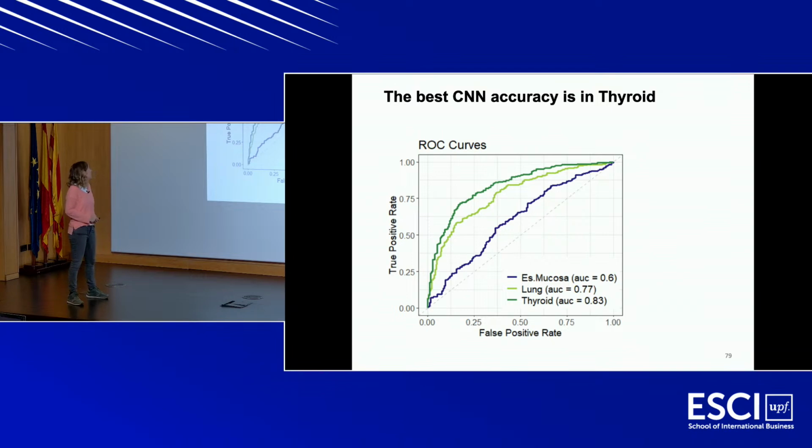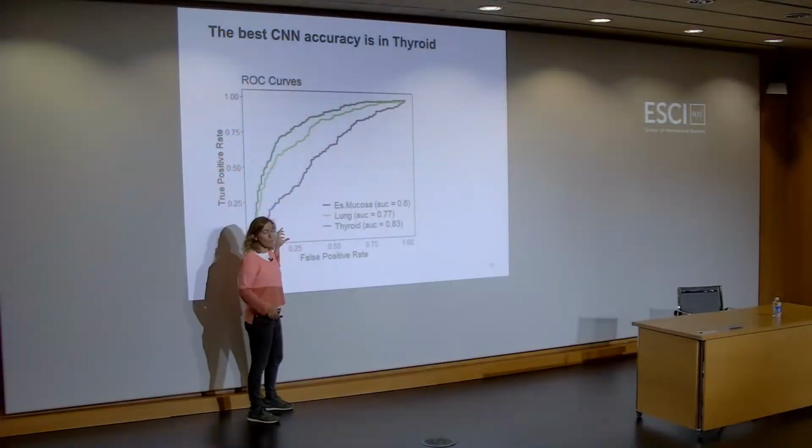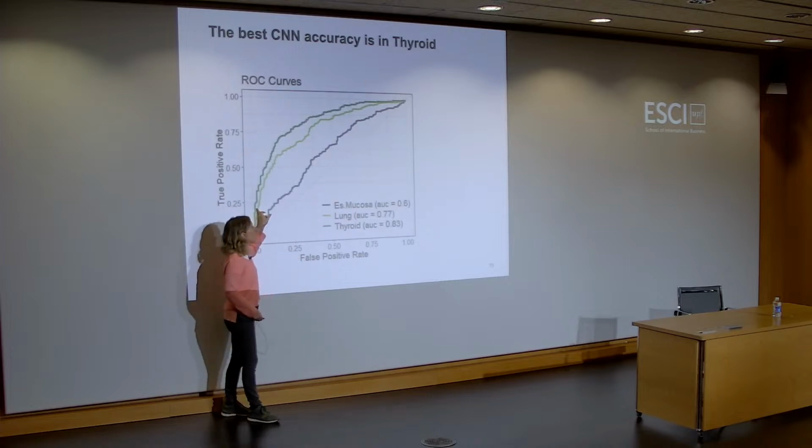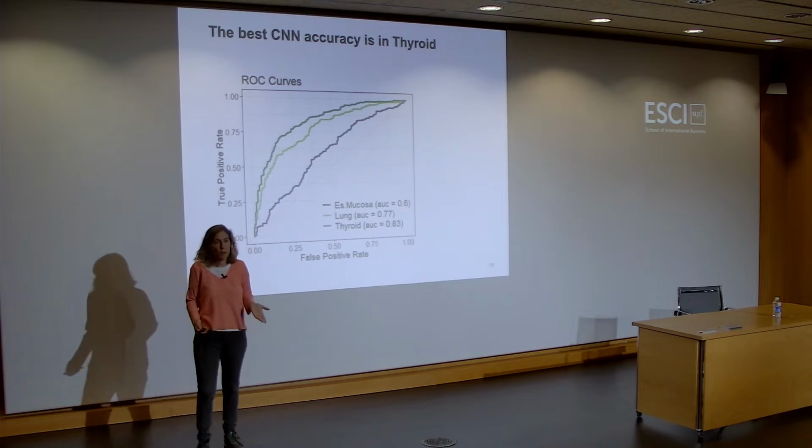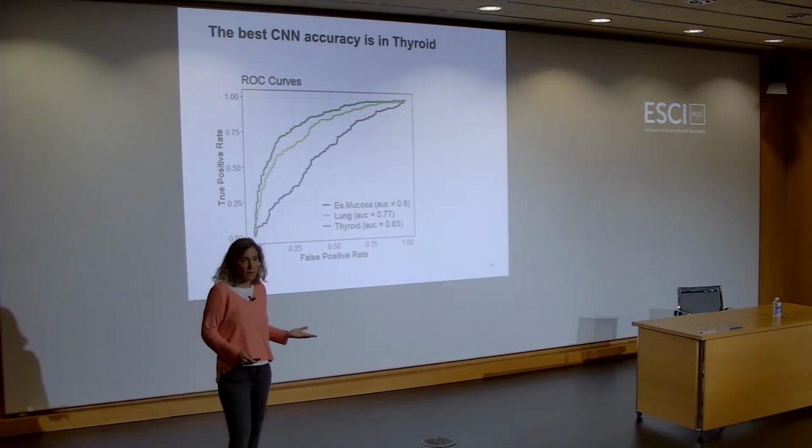Okay, and the answer is, this is a ROC curve. The answer is for thyroid, okay? The ROC curve needs to be read like this: the higher the area under the curve, the better the results. So these models were able to classify between smokers and non-smokers, just looking at the images of the thyroid, better even than for lung, and better even than esophagus mucosa. So something in the images of the thyroid of smokers was different, okay?